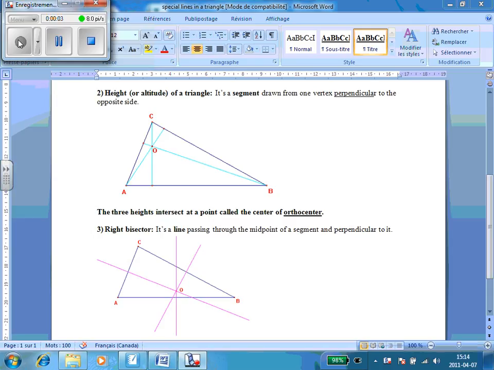the height of a triangle. It's a segment drawn from one vertex perpendicular to the opposite side. For example, this is the height relative to the side BC.